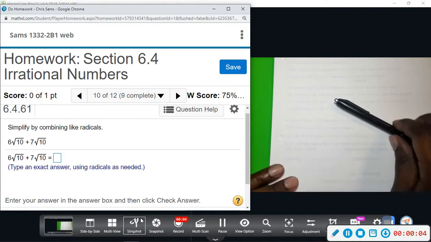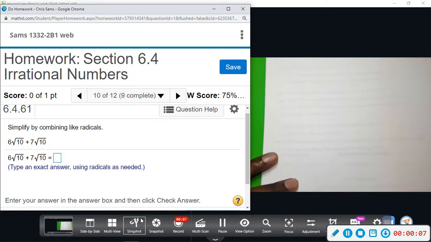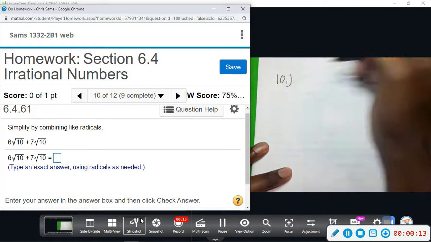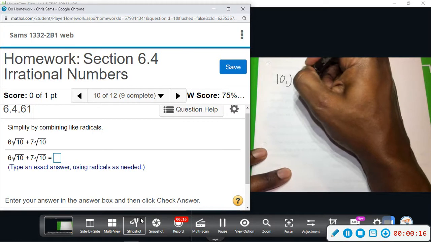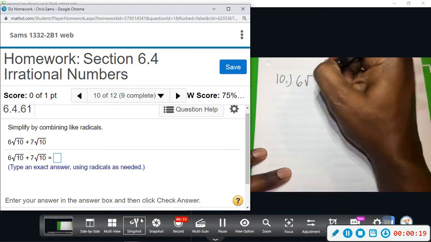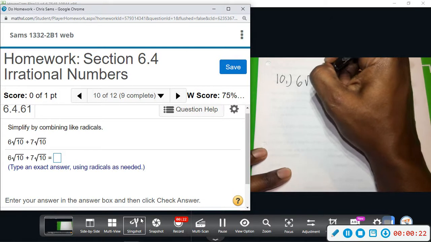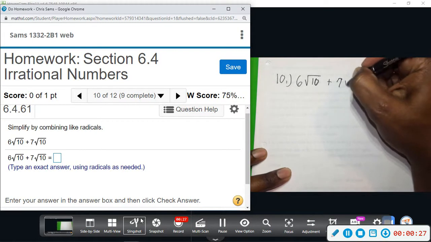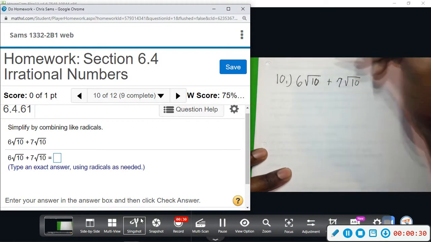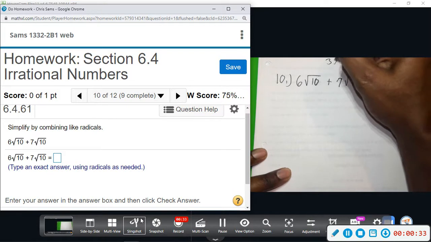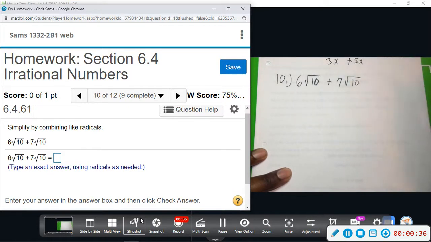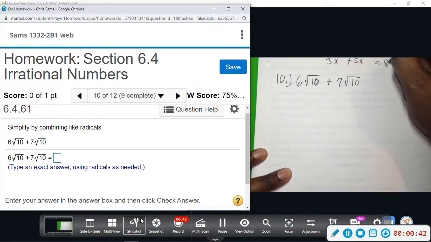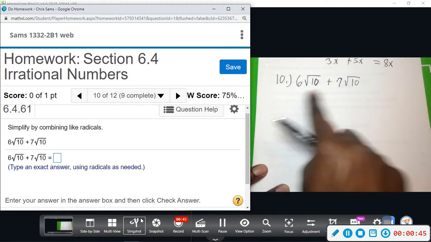Alright, number 10, we want to simplify by combining like radicals. So what that means is that the radical expression, what's under the square root, is being treated like a variable, and as long as they're the same, then we can add the numbers in front. So when you see something like this, think about what you would do if you had 3x plus 5x. Okay, so you would add the numbers 3 and 5 and you would get 8x. So the same property is happening here.